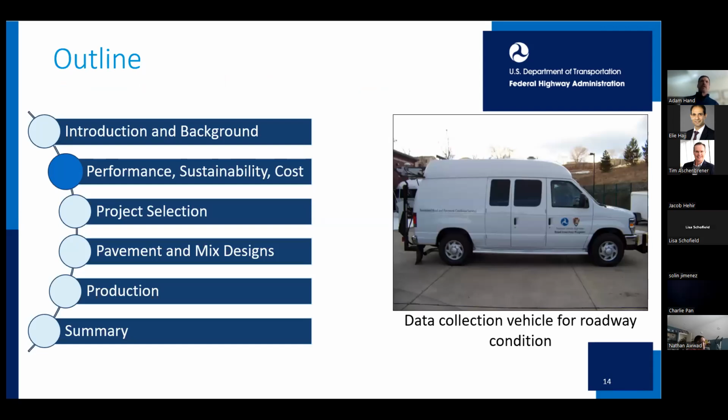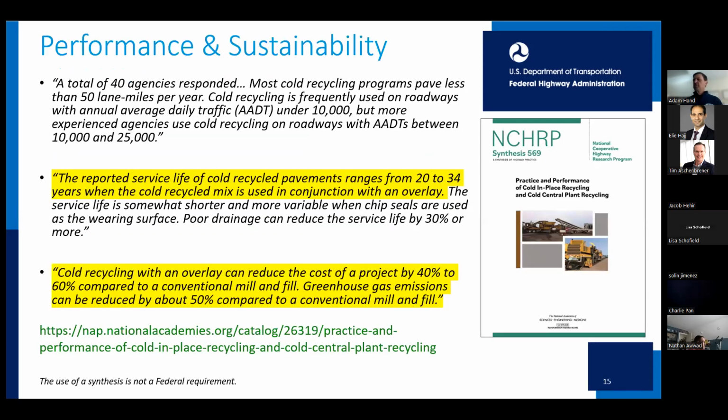Okay, so as far as performance goes, we're fortunate in that an NCHRP synthesis that had been started several years earlier was published while we were in the midst of this work. And some really good information came out of that. 40 states participated in a survey that was used to develop the synthesis. And essentially, the highlights are on this page. At the bottom of the page, again, there's a link to that NCHRP synthesis.